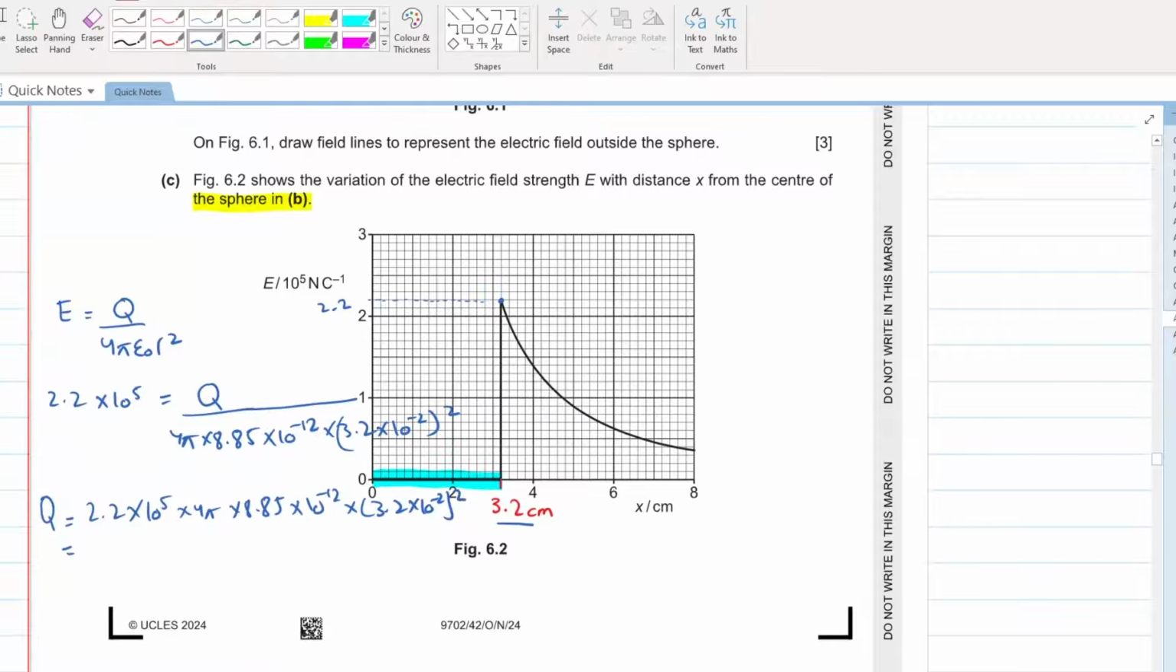Can you guys calculate the charge here? Geniuses, can you do that? The charge comes out to be 2.5 into 10 raised to the power of minus 8 coulombs. Yes, Wahab, very good. Abdur Rafi, very good.